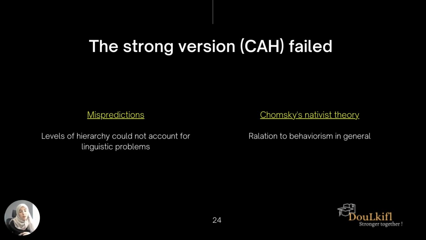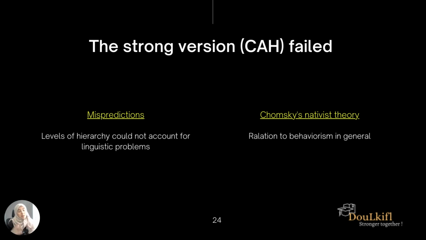So they had a lot of shortcomings, and so sometimes they overpredicted. Some errors didn't occur at all, and sometimes they underpredicted. So some errors occurred and they didn't predict them. And so that was hard for them. That was a flaw in the CAH. Another reason, the levels of hierarchy could not account for all linguistic problems. So they tried to put the language into that small space. It was not enough. This is another manifestation of the complexity of language.